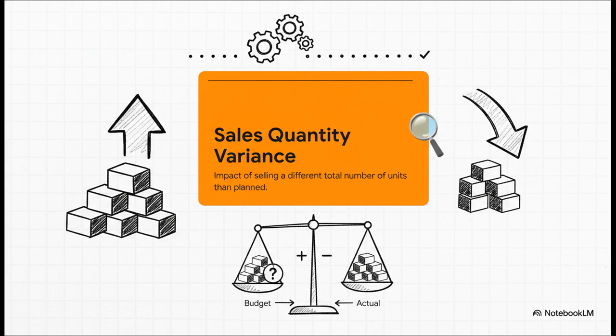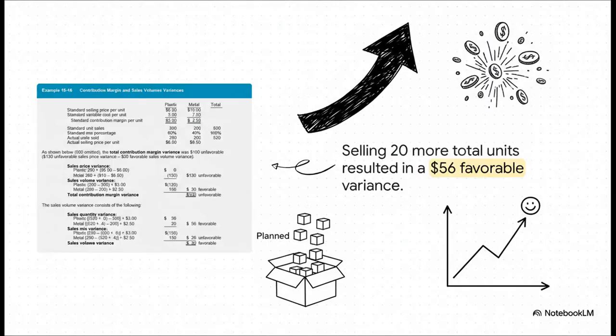Now, the other half of that puzzle is the sales quantity variance. This one is simpler. It ignores the mix completely and just asks, overall, across all your products, did you sell more or fewer total units than you thought you would? Looking at our example again, they planned to sell 500 total units, but actually sold 520. That's 20 extra units out the door. That increase in total volume, when we look at it through the lens of their planned mix, resulted in a $56 favorable variance. They just sold more stuff overall, and that was a good thing.